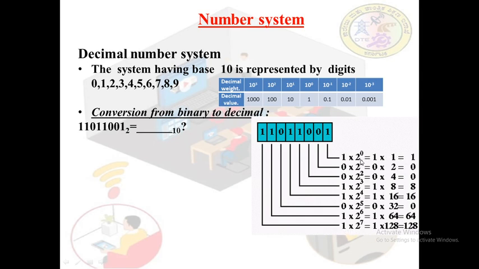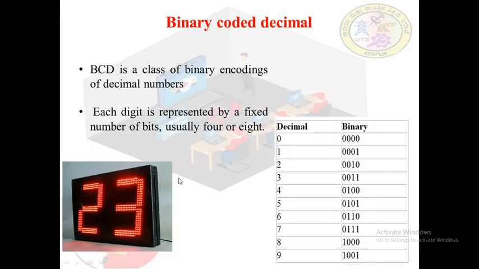On multiplication, 2 power 0 is 1, 1 into 1 is 1 only. 2 power 1 is 2, 2 into 0 is 0. 2 power 2 is 4, 4 into 0 is 0. 2 power 3 is 8, 8 ones are 8. Similarly, we do for all the cases, and finally we add up all these. 1 plus 8 plus 16 plus 64 plus 128 to get 217. So the decimal equivalent of this binary number is 217 to base 10. Base 10 says it is in the decimal number system.